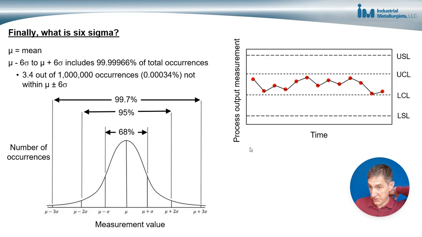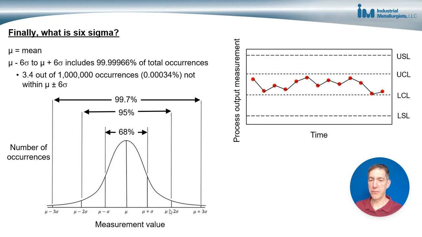When a process is Six Sigma, this graph shows the curve of the data, and this is the mean. This line right here corresponds to the mean minus one standard deviation, and this is the mean plus one standard deviation. The total amount of data that fits in here is 68% of the data.